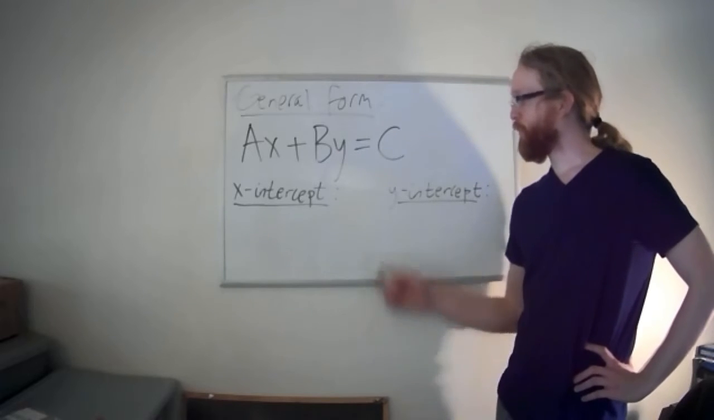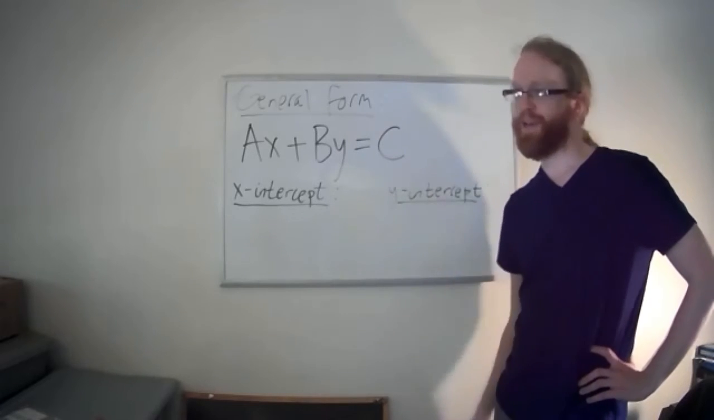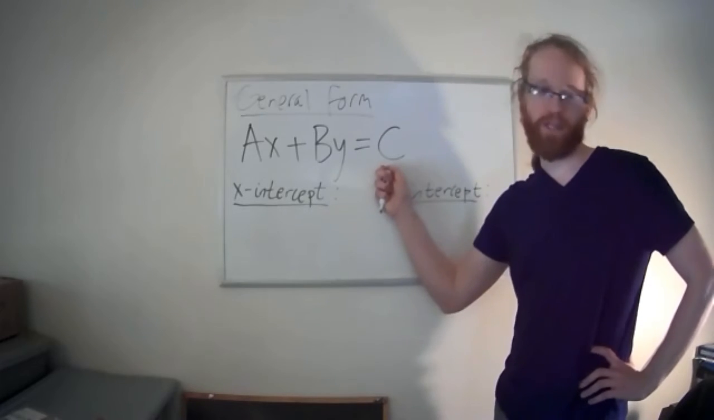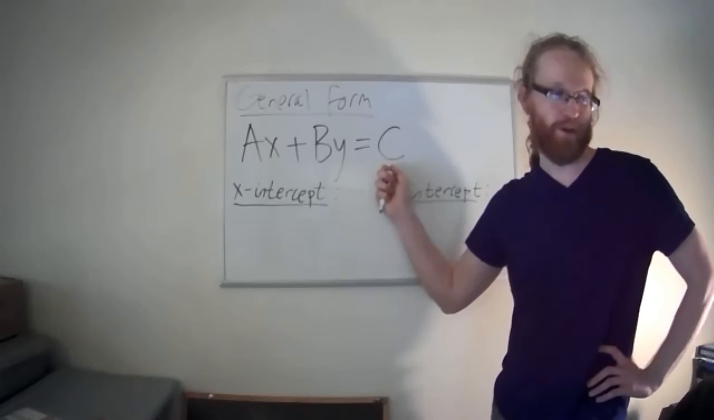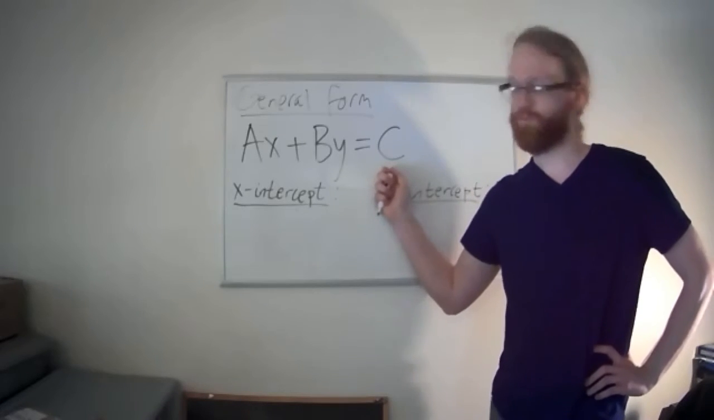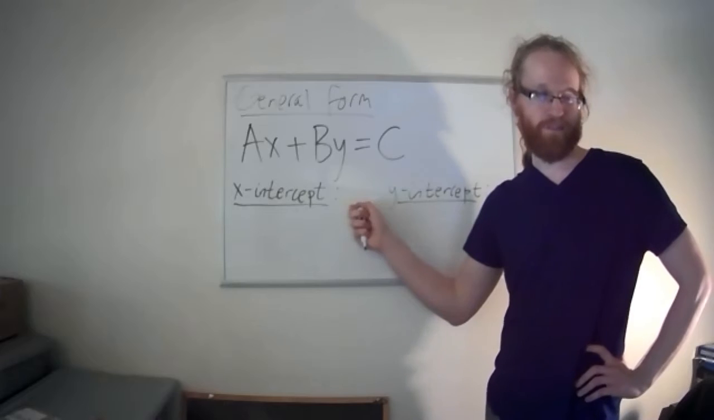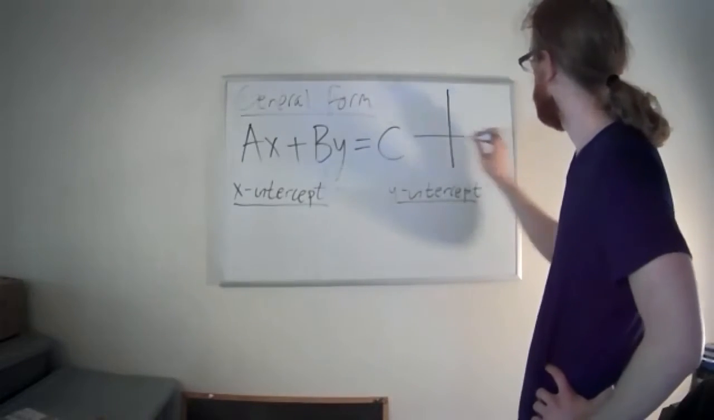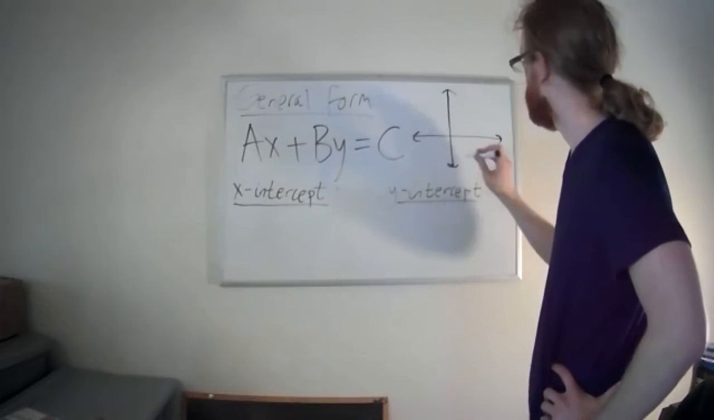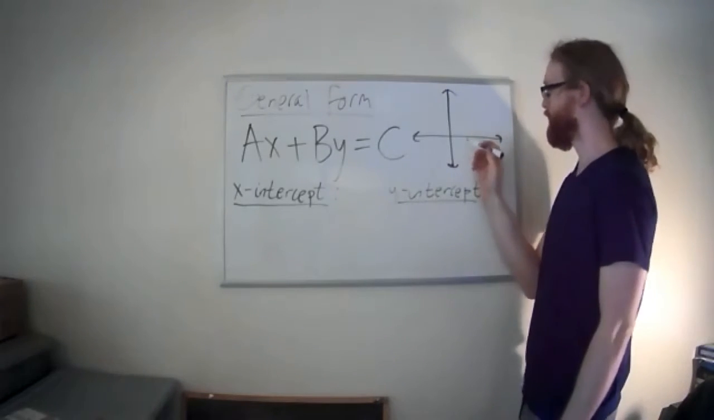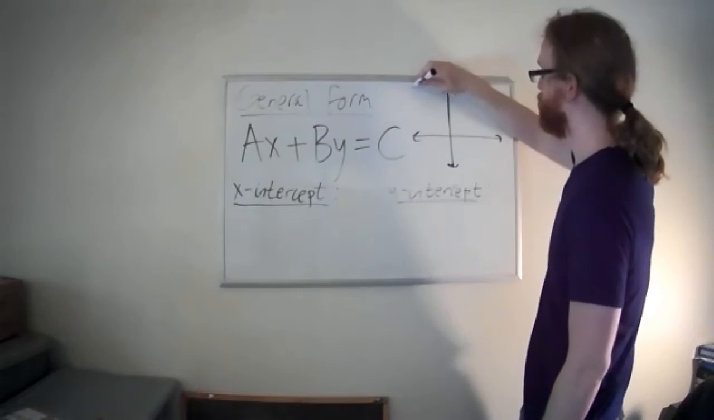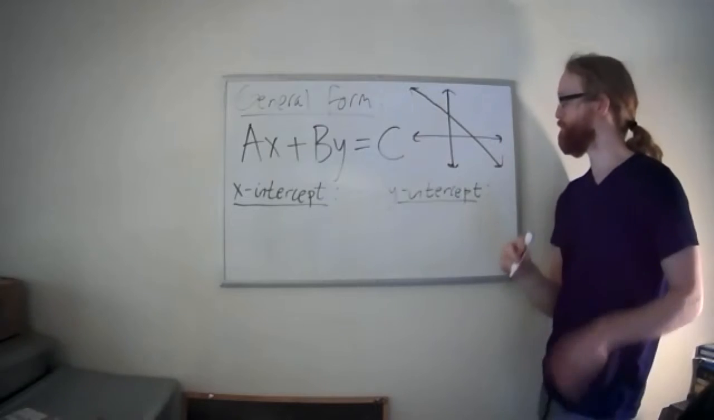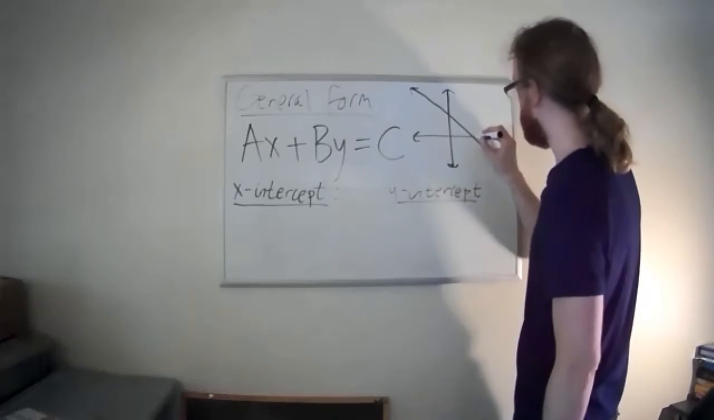How can I relate this to the equation that I have? How might I go about finding these? Well, if I have an equation, maybe I can use the equation to find the intercept. So what would I have to do? Where would my line hit the x-axis? If I had my coordinate axes, and I draw in some random line, here's where it hits the x-axis.